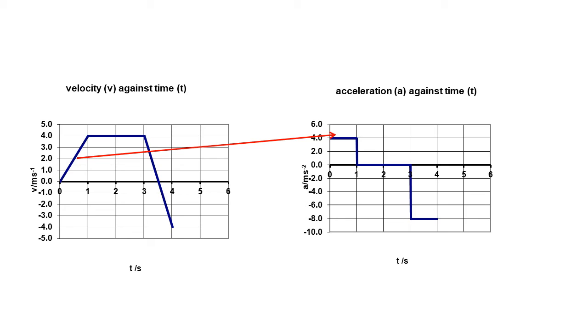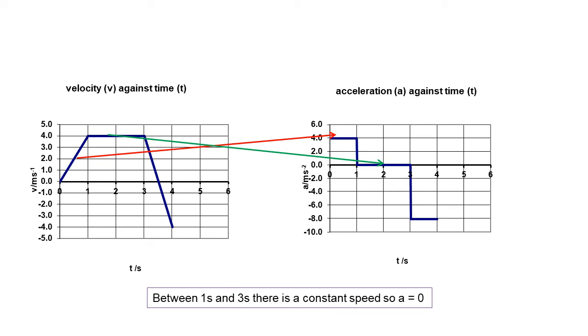The first section, if you calculate the gradient of this, is 4. The gradient of this is 4, so therefore it's got a constant acceleration of 4 meters per second squared. How do I know it's constant? Well, it's a straight line. A straight velocity time graph line at an angle means it's a constant acceleration.